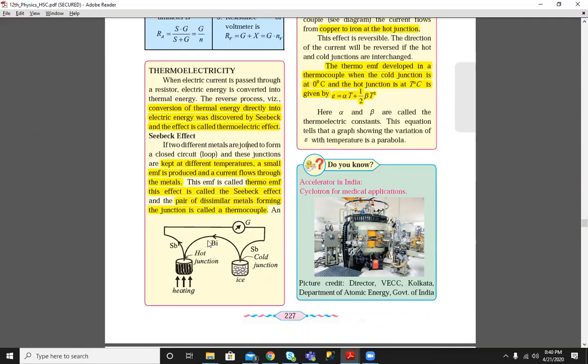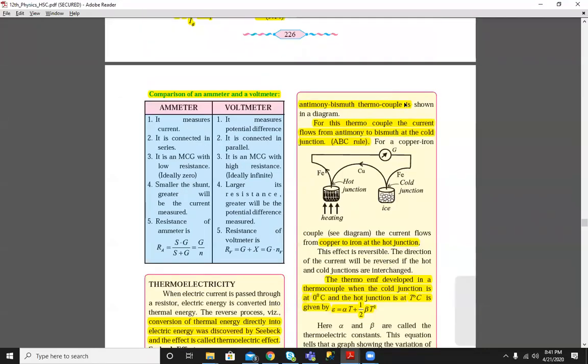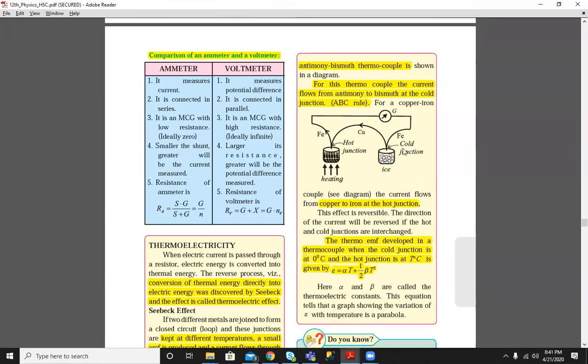and observed that a small EMF is produced, not induced, because the galvanometer shows a deflection. So this EMF is called thermo EMF, and the effect is called the Seebeck effect or thermoelectric effect. And the pair of dissimilar metals forming a junction is called a thermocouple. An example is the antimony bismuth thermocouple. For this thermocouple, current flows from antimony to bismuth at the cold junction. And for copper iron, the current flows from copper to iron at the hot junction.